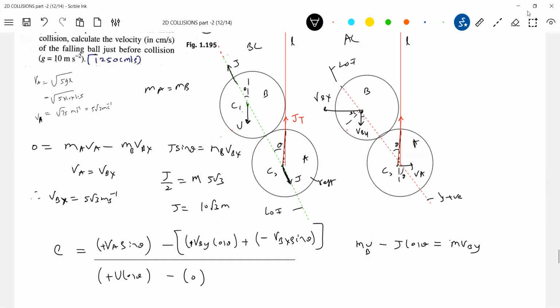The problem really is that it's twisting a lot of things here. Sir, then E equal to 1? E equal to 1, it's given, no? So now we know J, we know theta, we know VBY. Substituting this, we'll get the value of U.